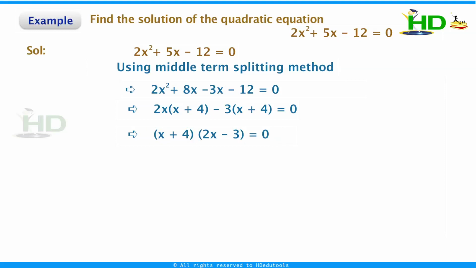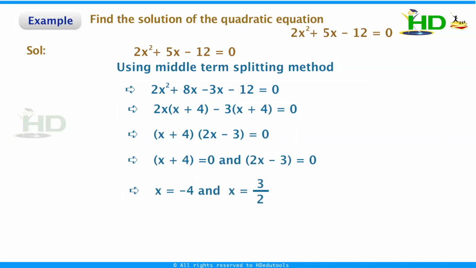We divided this quadratic expression into two factors. One factor is x plus 4, another is 2x minus 3, and their product is equal to 0. Therefore, we can write x plus 4 is equal to 0 or 2x minus 3 is equal to 0. If we consider x plus 4 is equal to 0, then x is equal to minus 4. If we take 2x minus 3 equal to 0, then we get x is equal to 3 by 2.